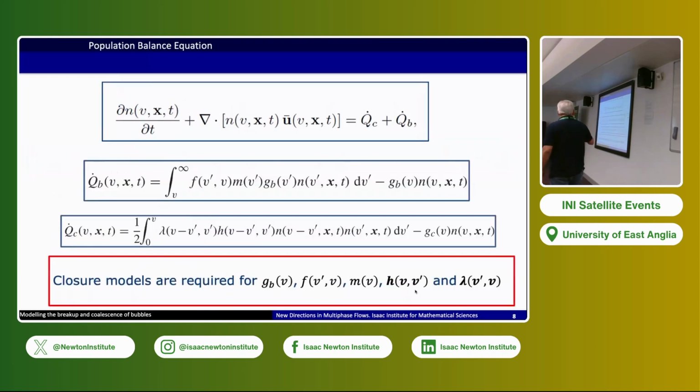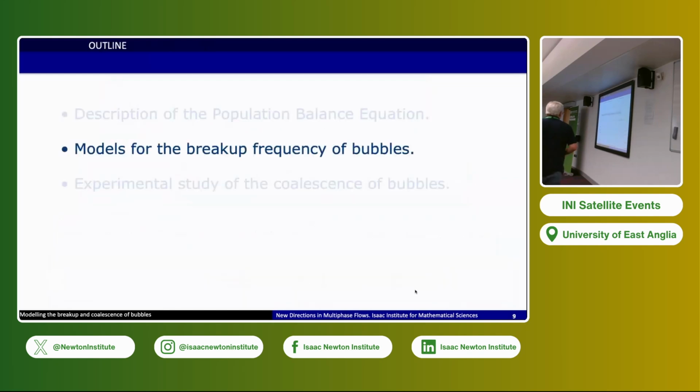So, to close this equation, we need models for the breakup frequency, the daughter bubble size PDF, the coalescence frequency, and the coalescence efficiency. And this is the purpose of this talk. Initially, I will talk briefly about the breakup frequency of bubbles, and then I will talk about some experiments and models that we developed to obtain the coalescence frequency of bubbles.